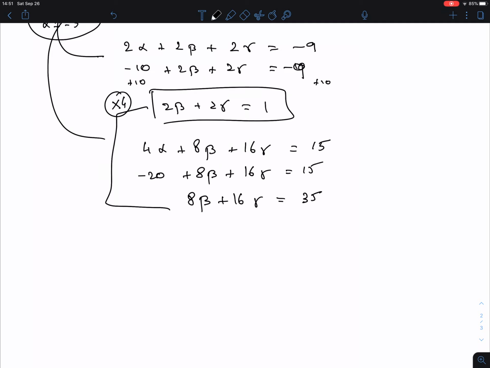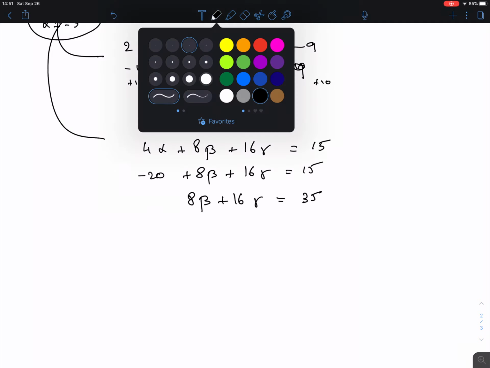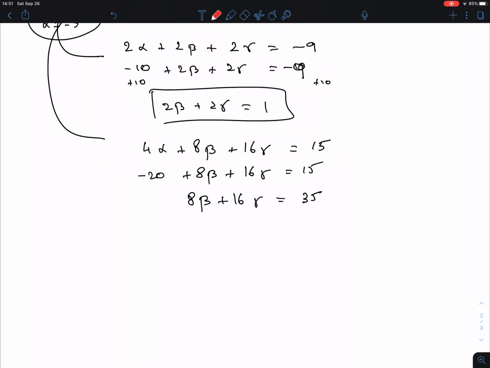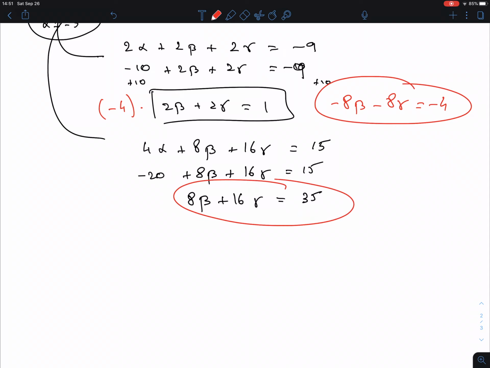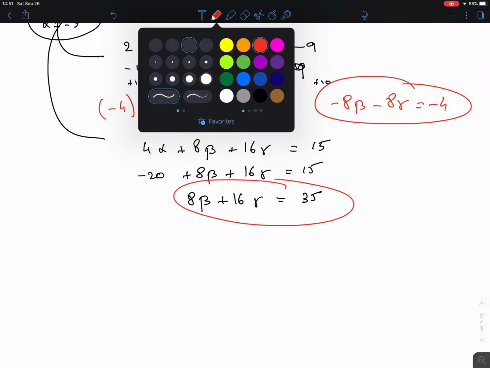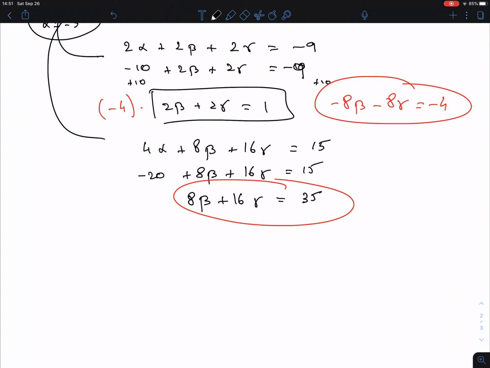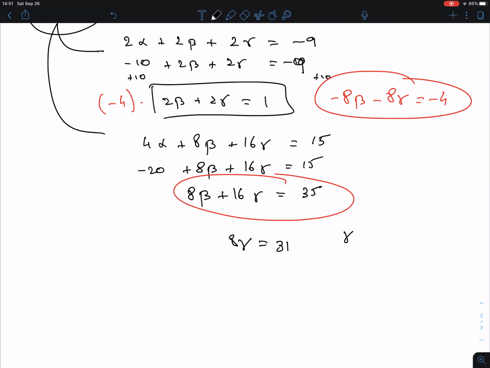So actually, perhaps the better way to formulate it is, let me write it in a different color here. I'm going to multiply this with negative 4 and then add. Because this would then be minus 8 beta minus 8 gamma equals negative 4. And if I add this to that, the betas cancel, that's the whole point. And then I have 16 gamma minus 8 gamma, so 8 gamma equals 35 minus 4, that is 31. So gamma is 31 over 8.